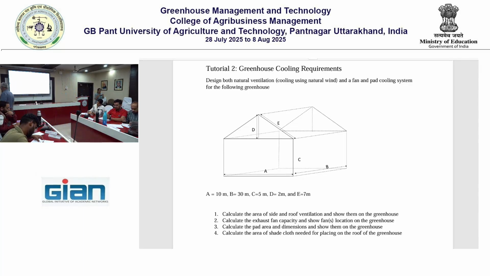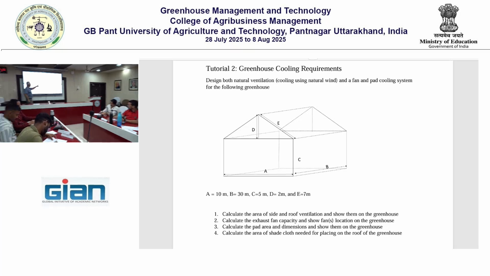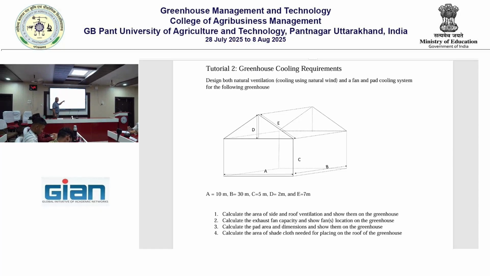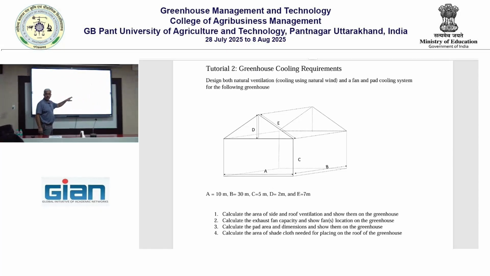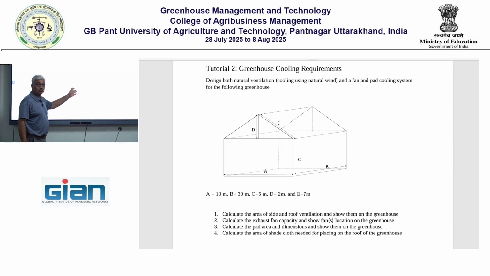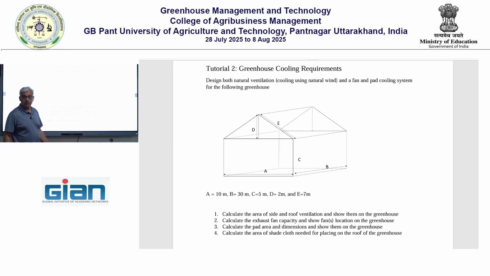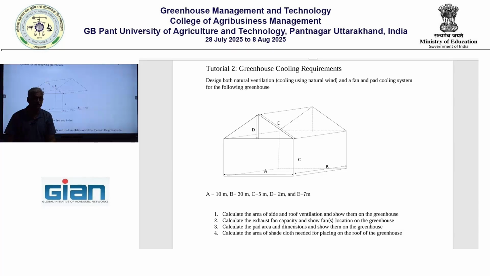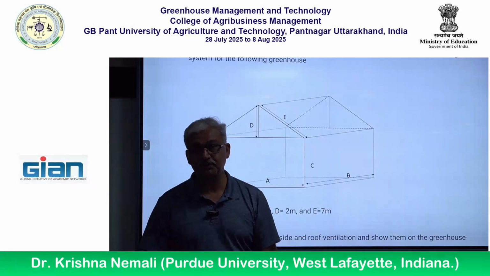It looks like some of you have confusion with these numbers. What is the ground area here? A times B, right? Because that's the ground, it's a rectangle. Use that as the ground area, and 20% of that will become the side ventilation and roof ventilation. You can show it in square meters or square feet, it doesn't matter to me, but that's important. Then you use the same ground area for the fan specification too.